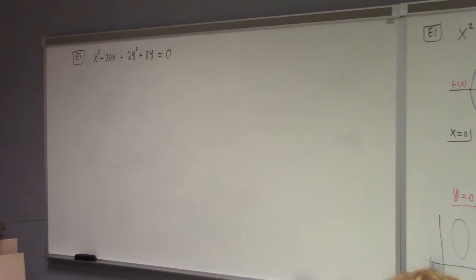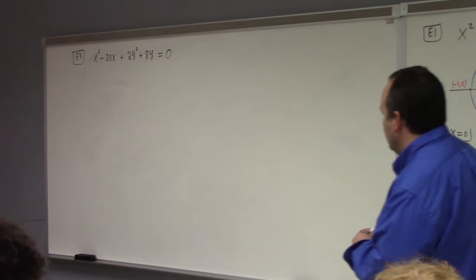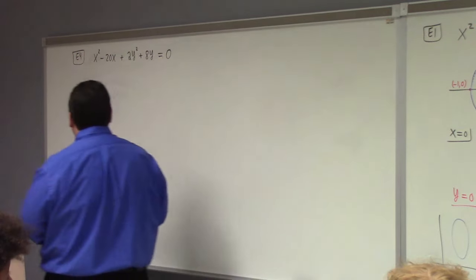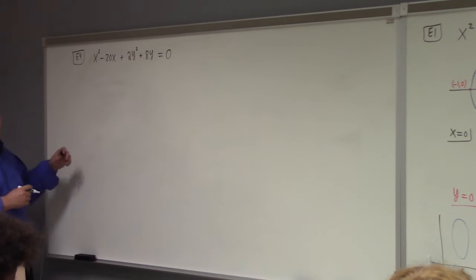Circle. You say it's a circle. Why? Because it's in the formula of that circle. It looks like the circle equation. Now, well, let's see what happens.